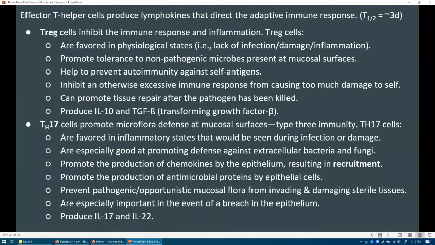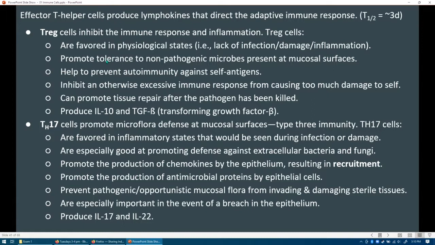There are the T regulatory cells, and these are cells that don't really promote a response. They suppress the immune response to things. And we need these. We really need these. These are positive cells for maintaining homeostasis so you don't die. Basically what they do, they inhibit the immune response, they inhibit inflammation. They are favored in physiological states. So there is no infection, there's no damage, there's no inflammation present. We don't have an invader. We don't need to have an inflammatory response of any kind. Therefore, Treg cells help inhibit inflammation.